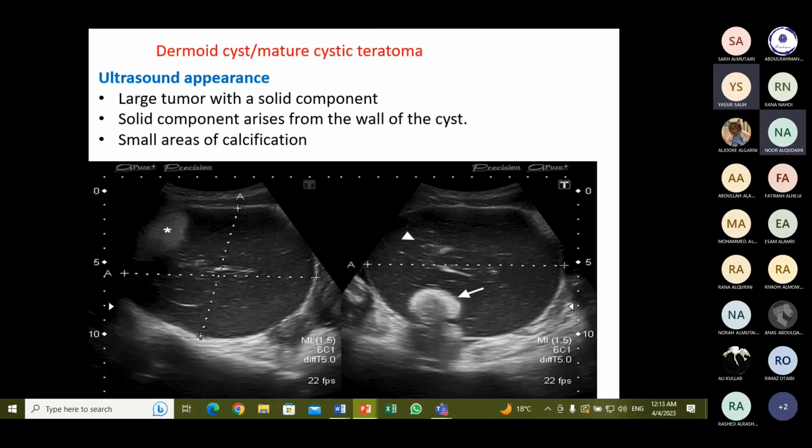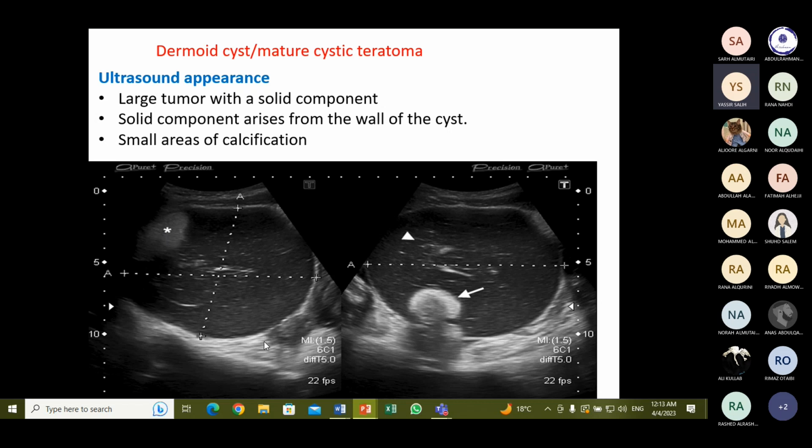Now on ultrasound, the most common modality we use to diagnose dermoid cyst is ultrasound. What are the sonographic features of dermoid cyst? First, we have a large tumor with a solid component. This is a solid component. Notice that this is a cyst, but this is a solid component.